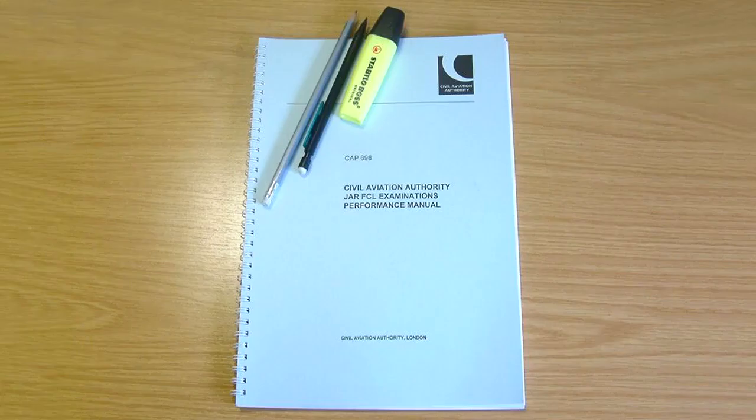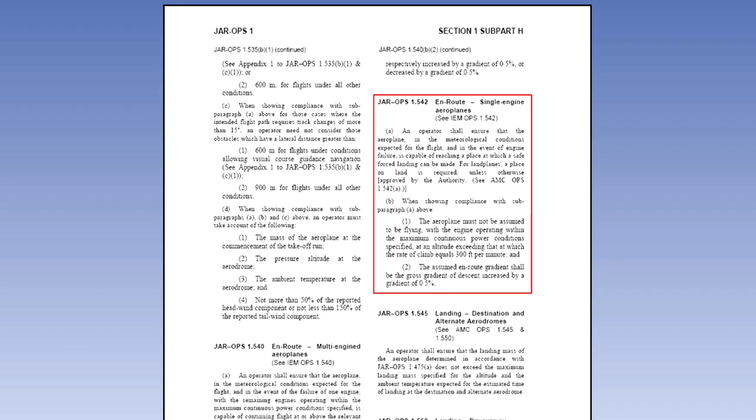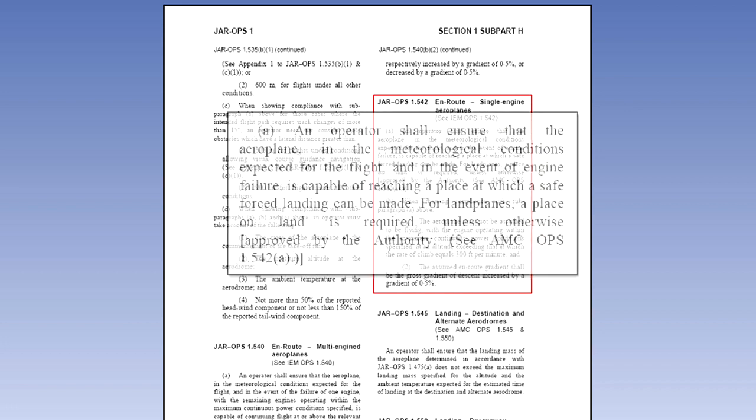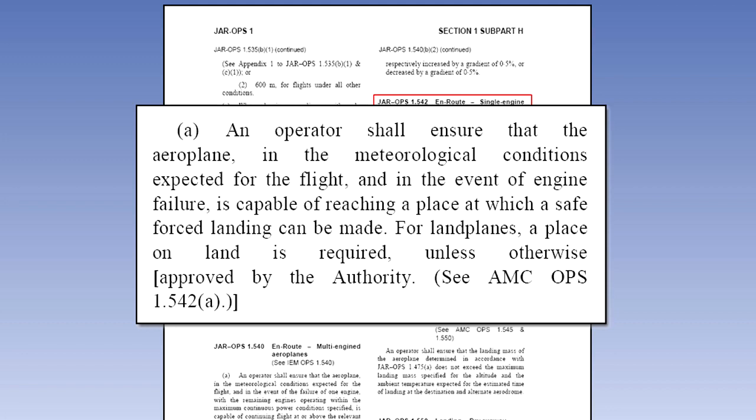Although the CAP 698 manual does show the en route performance requirements, these requirements are scattered through the document, which does not make for ease of reference. Therefore, it will be more convenient for you to refer to the original regulations published in JAR Ops 1, as illustrated here. This regulation states that an operator must ensure that the aeroplane, in the meteorological conditions expected for the flight, and in the event of engine failure, is capable of reaching a place at which a safe forced landing can be made.